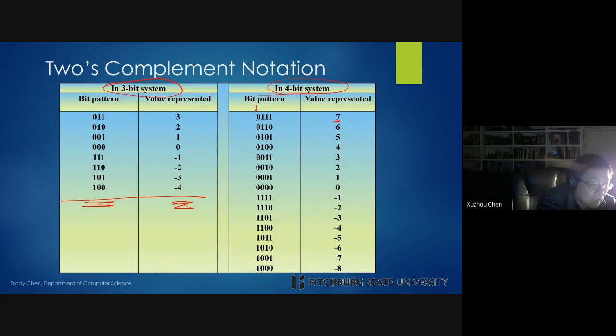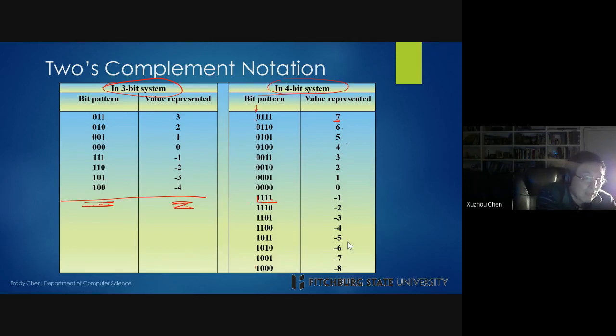Now, if it's a negative sign, if it's 1 here, then 1111 is actually -1, and 1000 is -8. Now it's pretty simple.